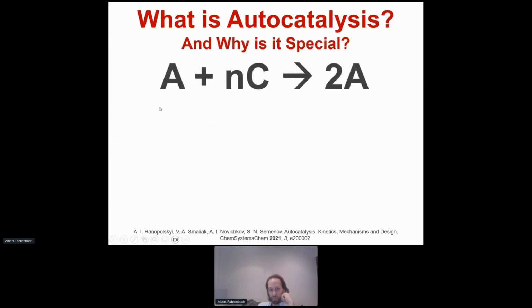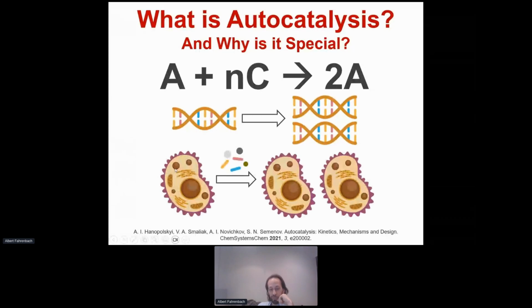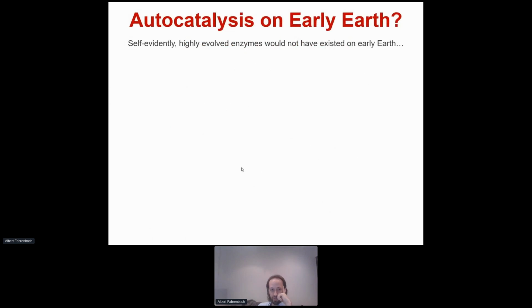And so why is it special? Well, here's another way to look at autocatalysis. It's a way to have a chemical reaction sort of copy itself. So here's one copy of A, takes n number of C, converts it to A. So you start with 1, end up with 2. The process of DNA replication is autocatalytic in principle. And if you really zoom out and look at the whole replication process of the cell, it can be thought of as just one complex autocatalytic reaction. So it's intrinsic to biology, and a lot of people think it's really important in the emergence of life on Earth.